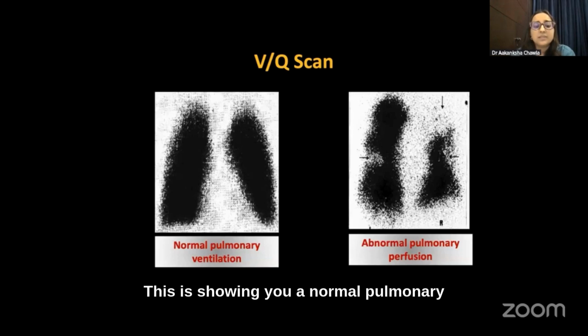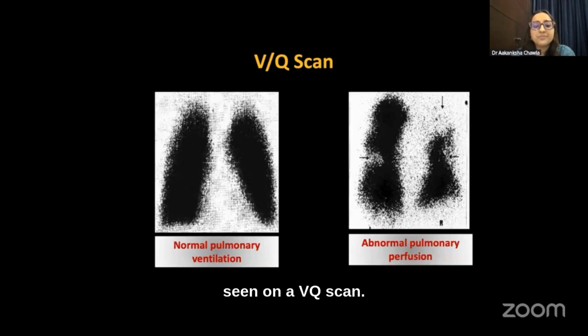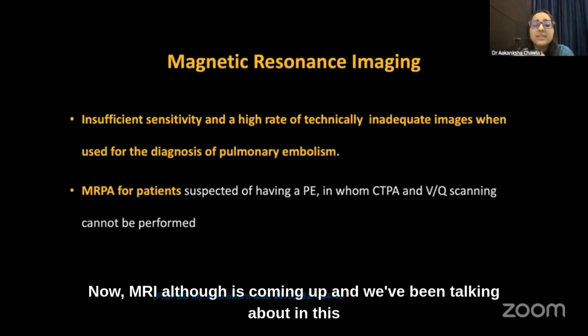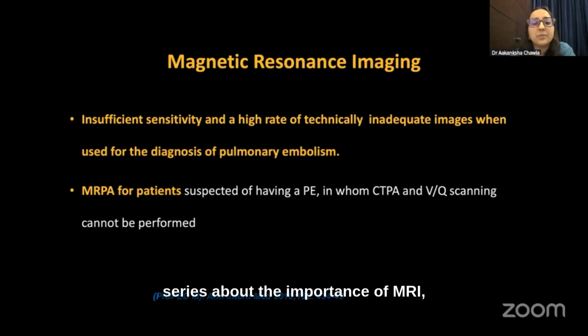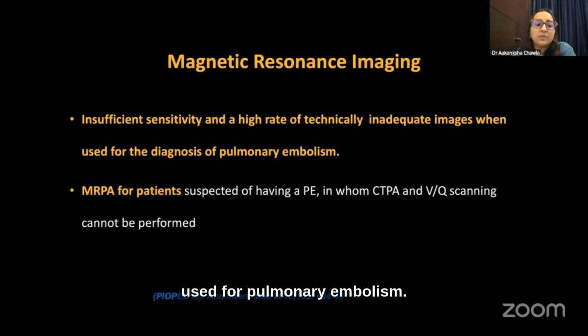This is showing you a normal pulmonary ventilation as well as an abnormal pulmonary perfusion seen on a VQ scan. Now, MRI is coming up, and we've been talking in this series about the importance of MRI, but it has insufficient sensitivity and a high rate of technical inadequacy when it is used for pulmonary embolism. So, MR is for patients suspected of PE in whom you cannot do your CTPA or VQ scanning.